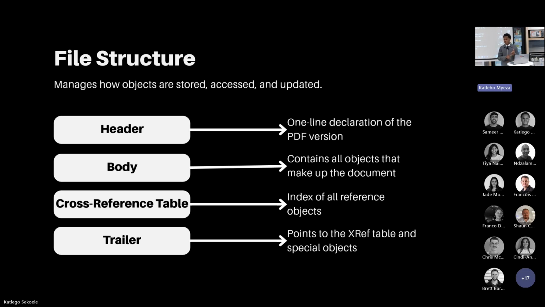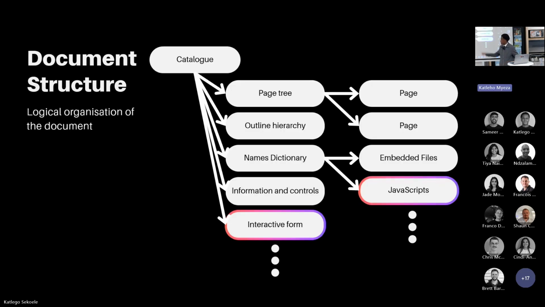So this also includes the fonts, the pages, the images, etc. A cross-reference table, which is just an index of all of these objects. And the trailer, which points to the cross-reference table and other special objects like the document root. Okay, this slide was not supposed to look like that, but the document structure is the next thing. And this is the structure, the logical organization of the documents.